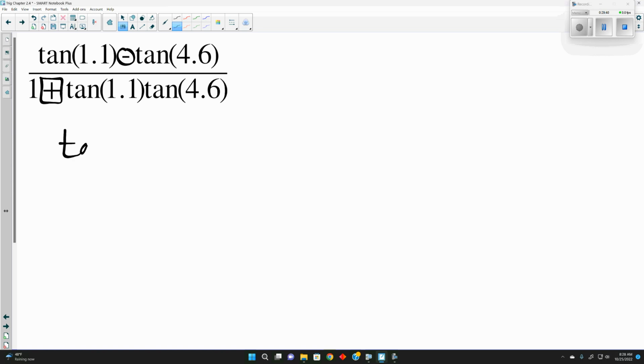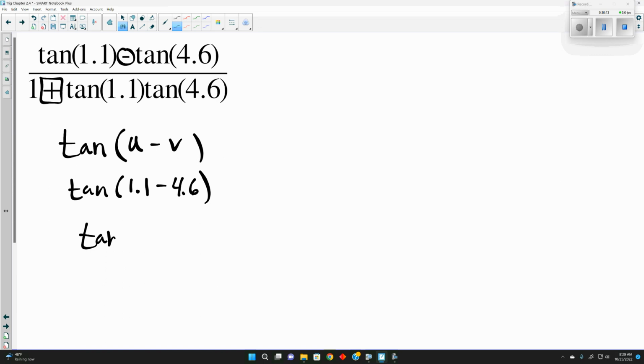Now, tangent kind of gives it away that it's going to be tangent sum or difference, because out of all the sum and difference formulas, tangent's the only one that still has tangent left in it. And since we have minus on top, plus on bottom, it's telling us that this is u minus v. And u is always going to go first. So it's saying we're having tangent of 1.1 minus 4.6. So we know it's going to be negative 3.5. Questions on any of this here?